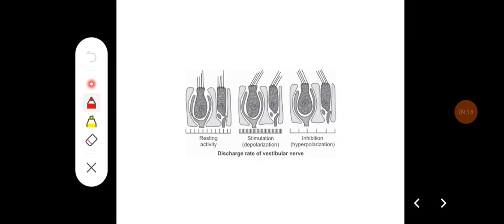So this is the hair cells situation when they are at resting activity, they are straight, and when there is a change because of the effect of gravity, the hair cells move or kink, which causes depolarization whenever the stereocilia move towards the kinocilium, and inhibition of these cells occurs when the opposite thing happens, when the stereocilia move away from the kinocilium.